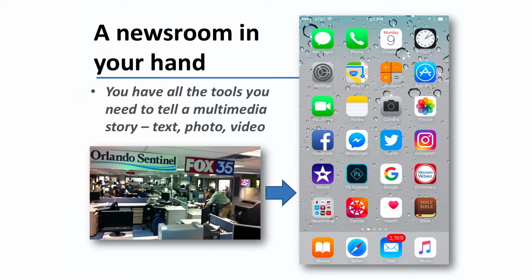You have everything that you need to tell a story right there. You don't need a live truck anymore. You don't need to go back to the newsroom anymore. You can tell the story wherever you are in a highly effective way. And to me, that's the power of mobile journalism and mobile storytelling and what these devices can do for us.